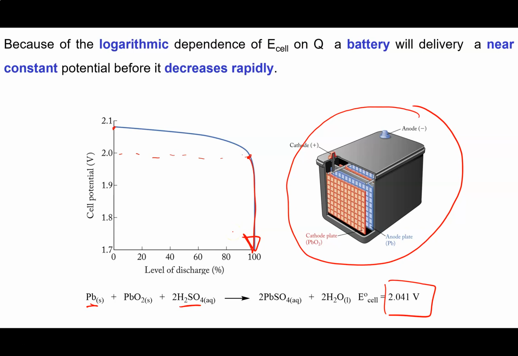And you might have experienced that where you've been trying to start your car, and it's all going well, and then all of a sudden you have no battery very quickly. So that's because in the Nernst equation, there's a logarithmic dependence of the cell potential on Q.